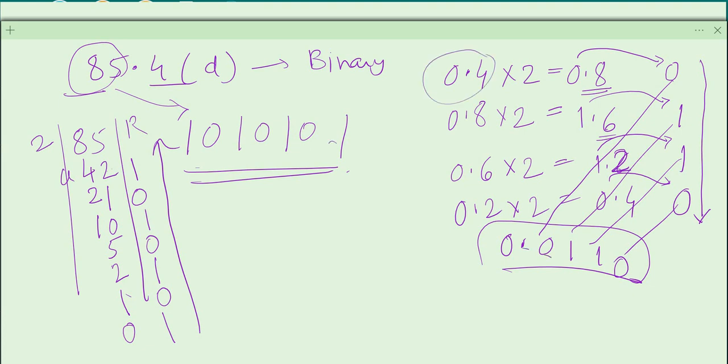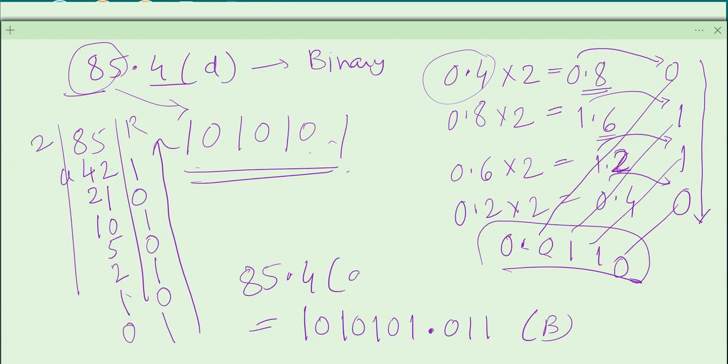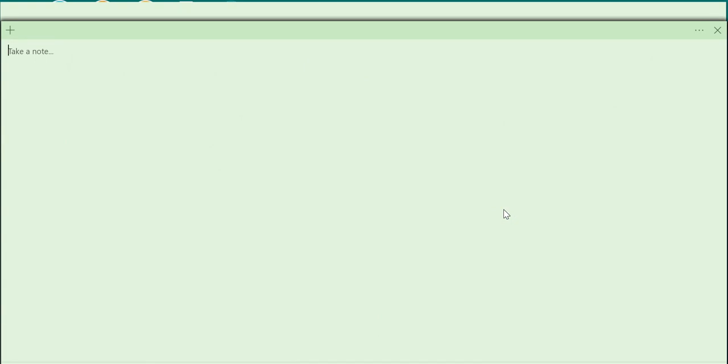When the two numbers are combined, we get 1010101.0110. You can drop this trailing 0. This is the binary number, which is actually equivalent to 85.4 decimal. So 85.4 decimal is equivalent to this binary. This is the way we convert any decimal number into binary.